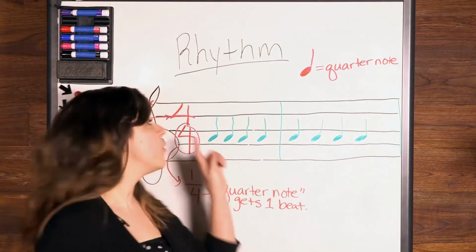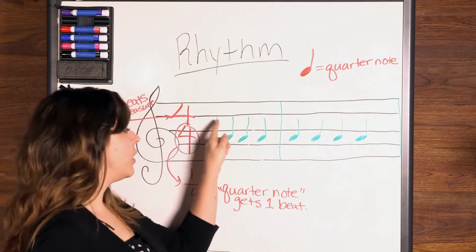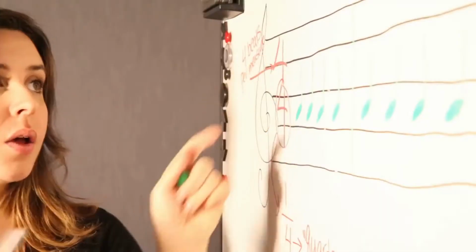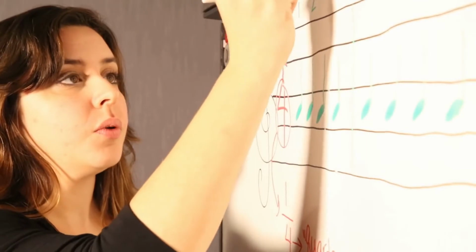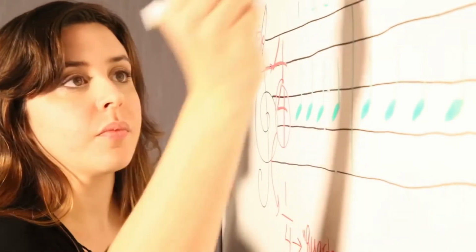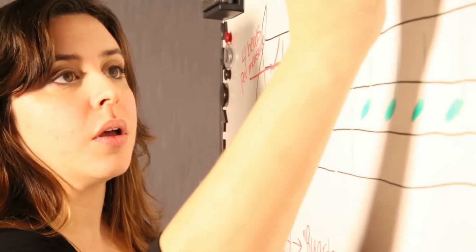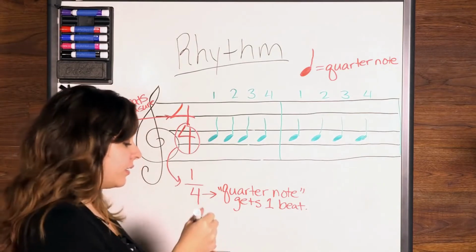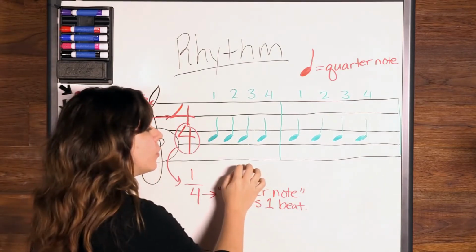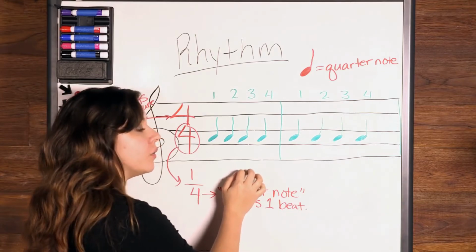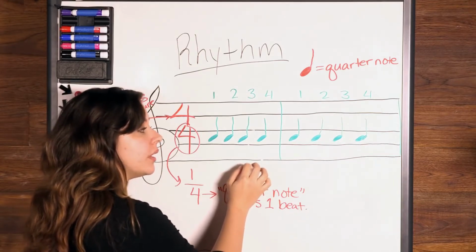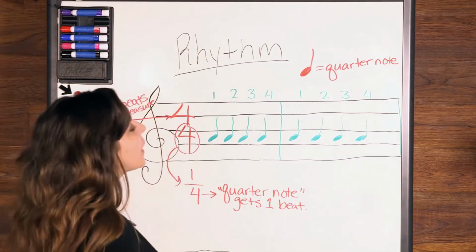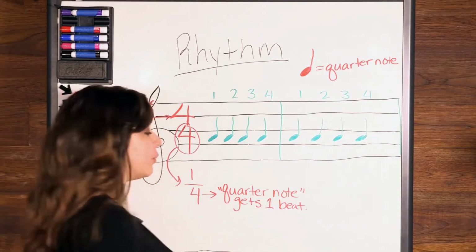Why? Because 4 beats per measure. So we got 1, 2, 3, 4. And the quarter beat counts as 1 beat. So you'll say 1, 2, 3, 4. 1, 2, 3, 4. And it's very basic like that. And when you clap it, it just goes 1, 2, 3, 4. 1, 2, 3, 4. Good? Good. Okay, so we'll get a little bit more complex here.